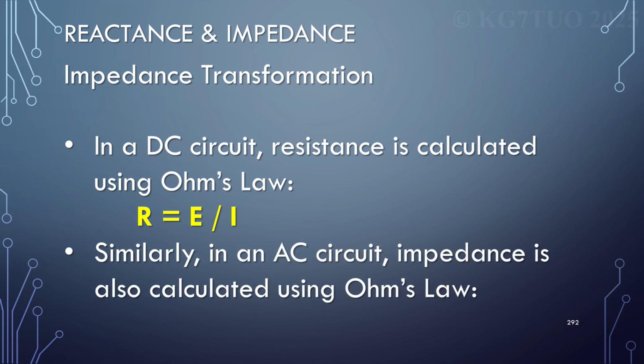Similarly, in an AC circuit, impedance is also calculated using Ohm's law. Z, because that's what we use for resistance in an AC system, and it represents impedance, equals E divided by I. Same thing. Z is impedance, not reactance. Did I say reactance? Yeah, you did.